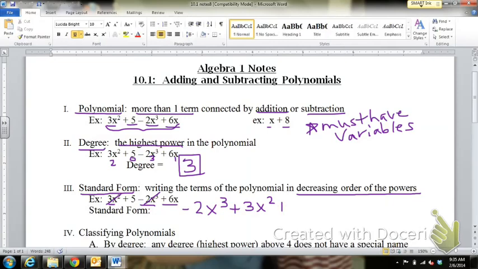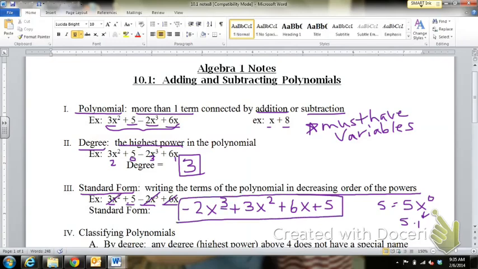Then would come a positive 6x, and then finally would be plus 5, because 5 is really like 5 times x to the 0 power, because there's no x. Because anything to the 0 power is 1, right? So that's why the numbers or the constants always go last. So this polynomial in standard form is just like that. Highest power to lowest power, and no power is always going to be your lowest power. Okay, so pause the video if you need to before moving on.